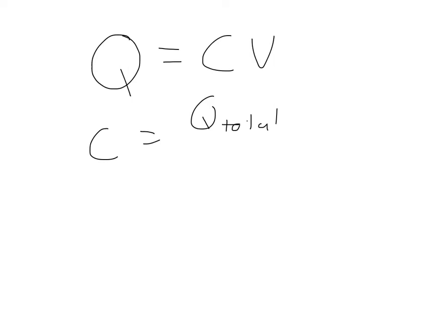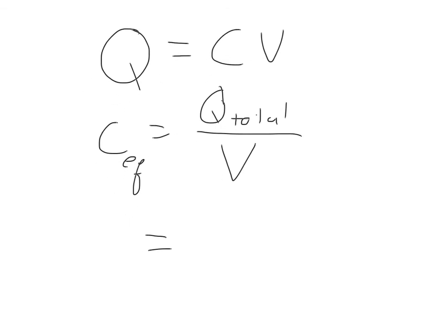The equivalent capacitance we're going to see is equal to, Q is equal to CV. So C is equal to Q total. Call it C equivalent. That's the total capacitance in the circuit, is Q total over V. So the voltage V is just V, but Q total is equal to C1 times V plus C2 times V divided by V.